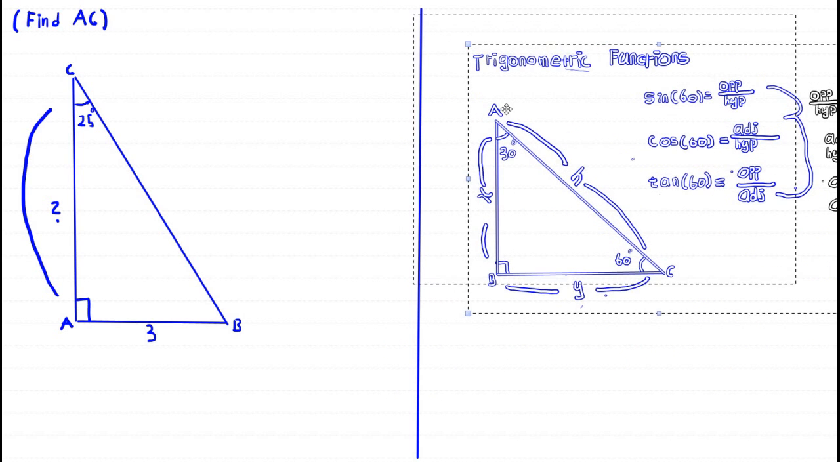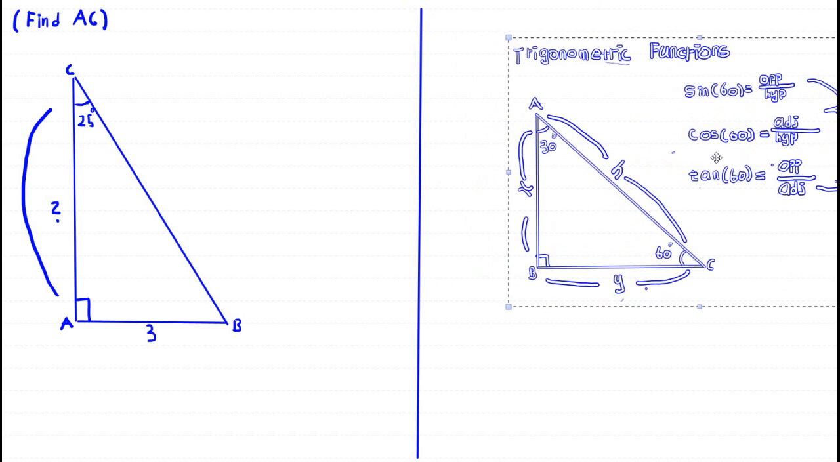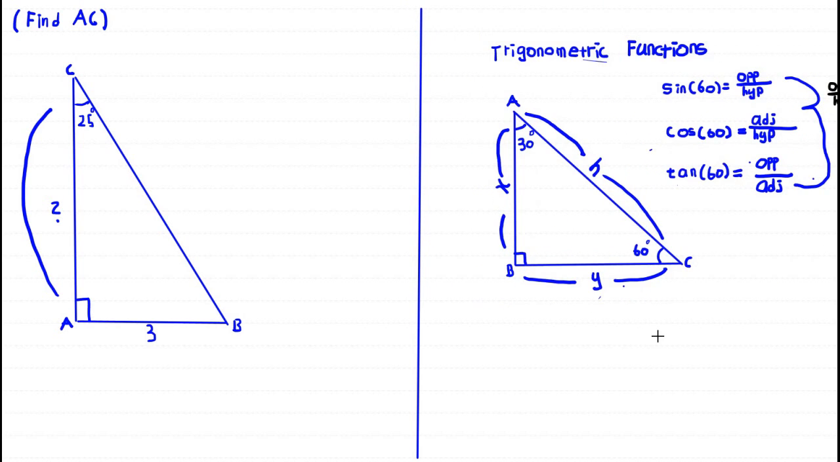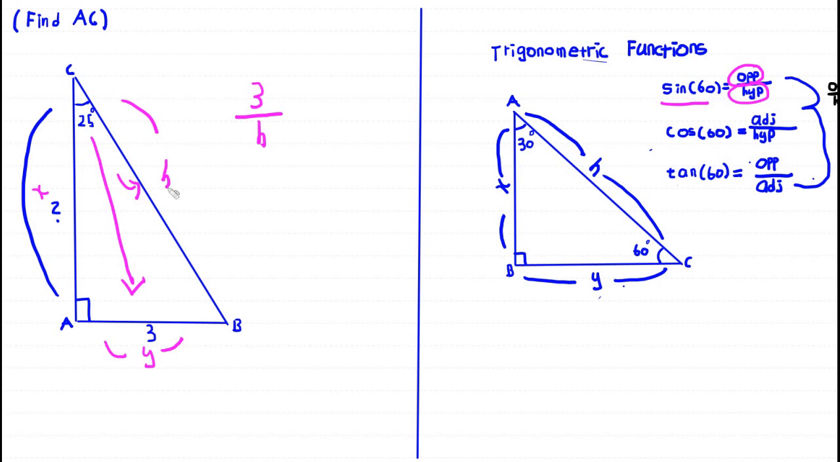To make it a little bit smaller. Okay. So, trigonometric functions. Let's see sine first. For sine, it is opposite over hypotenuse. So opposite, which is 3, over hypotenuse. But let's say I will call this length x. I'll call this length y. And I will call this length h.